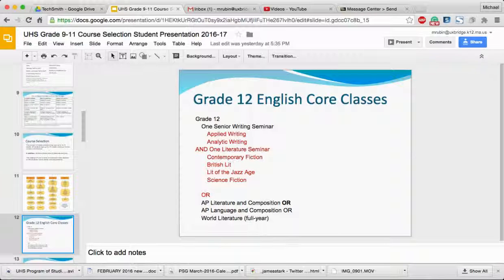Beginning in grade 12, we'll start with grade 12 for English. Students will take any of the following options for 2016-17. What you see here is one common option: seniors will take one half-year writing course and one half-year literature course. We do our best to ensure that students have these in separate semesters.